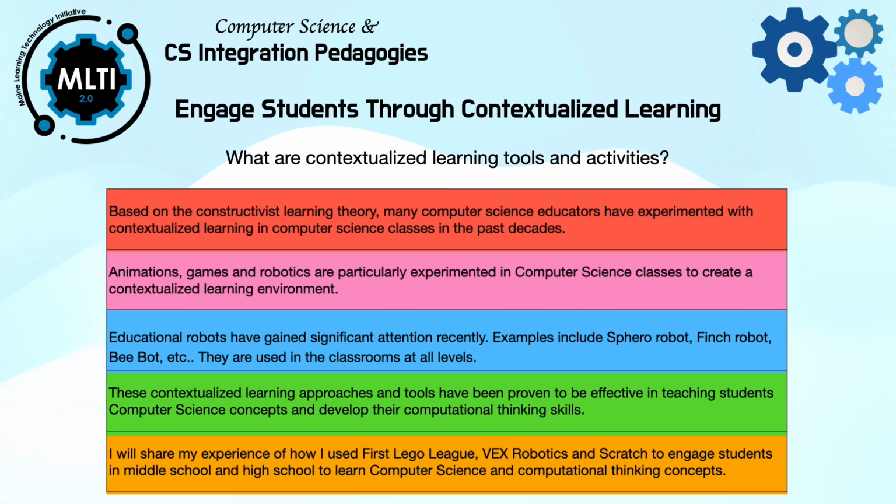Those approaches and tools changed the image of computer science as difficult, tedious, boring, disconnected, or nerdy. Those strategies and tools are frequently used in computer science education to implement a contextualized learning environment. They have been proven to be effective in teaching students computer science concepts and developing their computational thinking skills. With those visual programming tools and robotics strategies, students can write programs and immediately observe the execution.